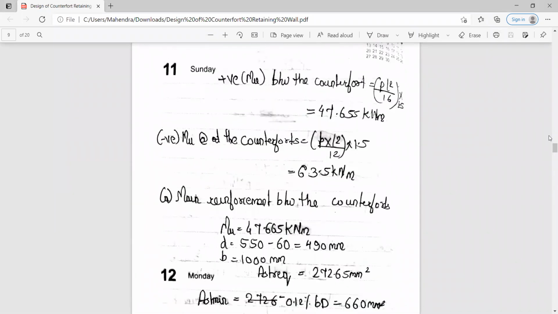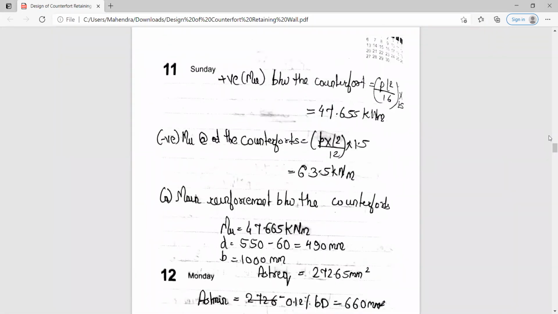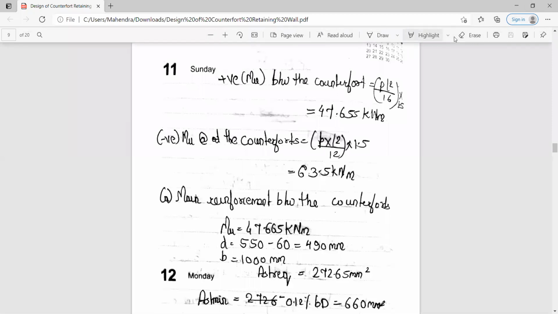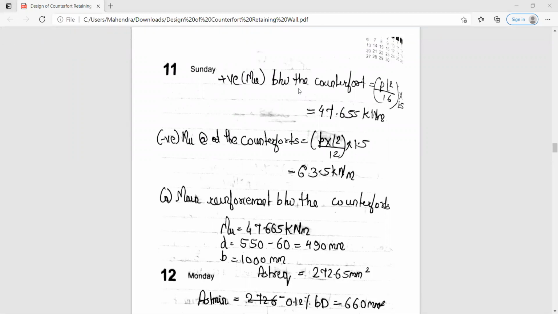Now you need to calculate the positive bending moment between the counterfort. For this, you have the formula PL square by 16. Which pressure will you consider here? Just now you calculated that, it is 56.48. Then L, you took in the previous step, that is 3. So 3 square by 16 into 1.5. You will get the positive bending moment between the counterfort, which comes to 47.655 kilonewton meter.